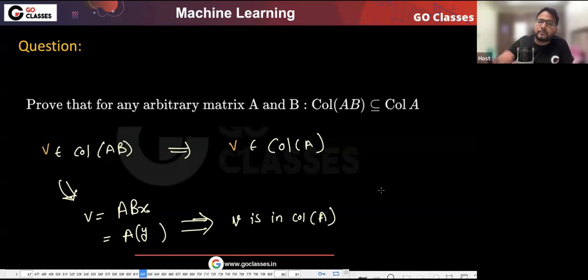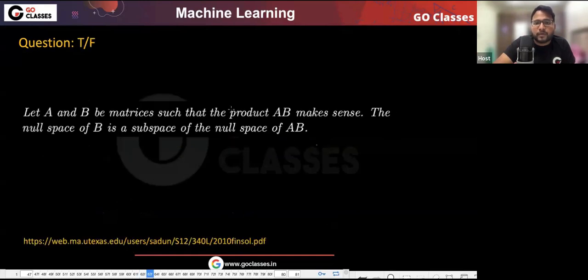That's very easy to prove, but just a question: you can talk about the column space of AB and the column space of A, and this is the relationship. The column space of AB is a subset of the column space of A. Okay, let's just do the next question.